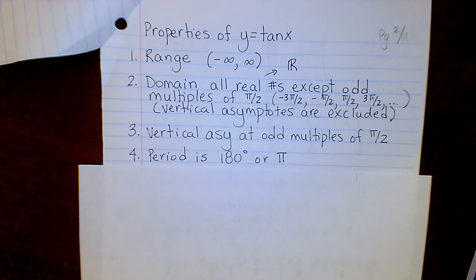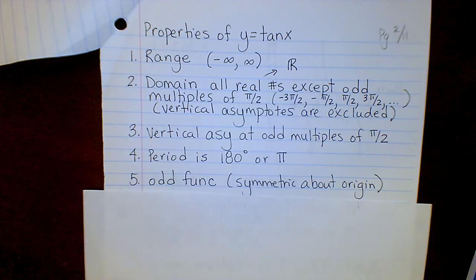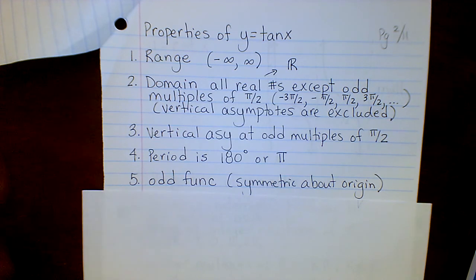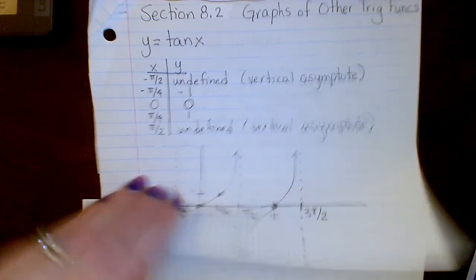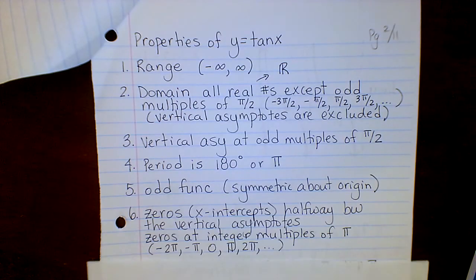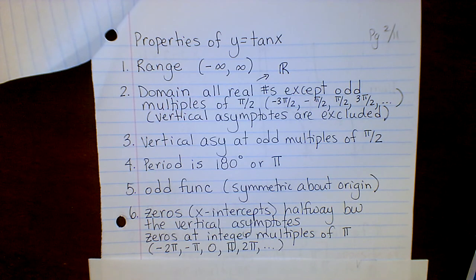Okay. The period, unlike the sine and the cosine, the period for the tangent is 180 degrees, or pi. It is an odd function, and that means it's symmetric about the origin. So you can see that we've got this kind of mirror image thing going on across the origin here. The zeros, or the x-intercepts, are halfway between the vertical asymptotes. Those zeros occur at integer multiples of pi. So we have negative 2 pi, negative 1 pi, 0 pi, 1 pi, 2 pi, 3 pi, 4 pi.